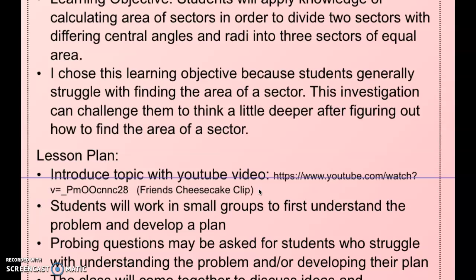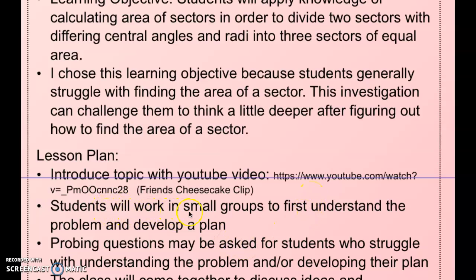It's just kind of a funny little clip, and the kids really enjoy watching it because, you know, Friends is hilarious, and it leads into this activity. And so we want to know basically how are we going to split the remaining cheesecake into thirds.